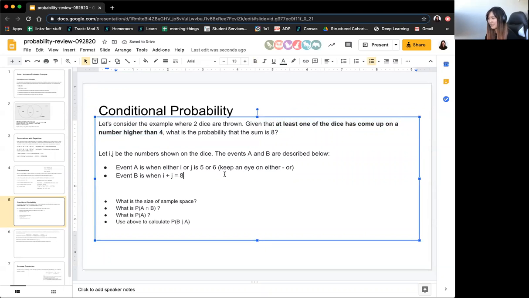In the question, they actually set up events A and B. So let's just use these events that were given in the problem. Event A is going to be when either I or J is 5 or 6, because strictly higher than 4, so it's only 5 or 6. And then event B is when I plus J equals 8. In this case, we can assume that I is the outcome of one die, J is the outcome of the other die. And then event B is when the sum is 8. So for something like dice throws, where you have a pretty smallish number of outcomes, what I like to do is really draw it out in a diagram.